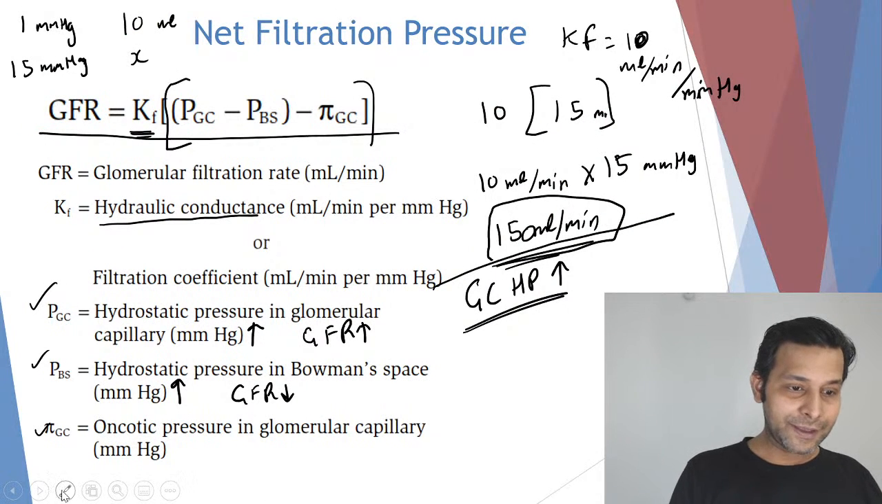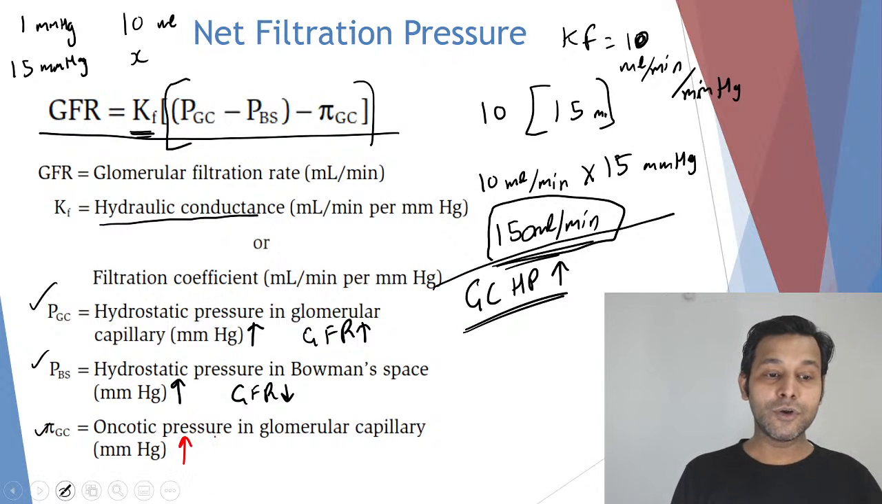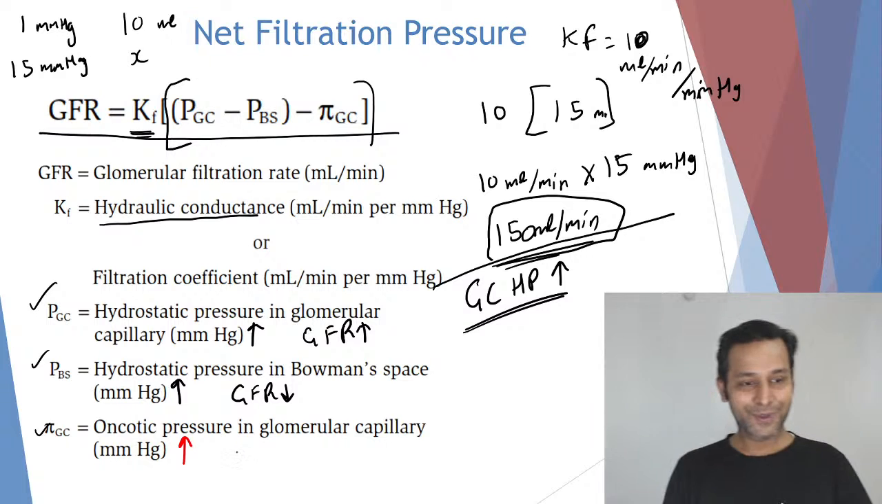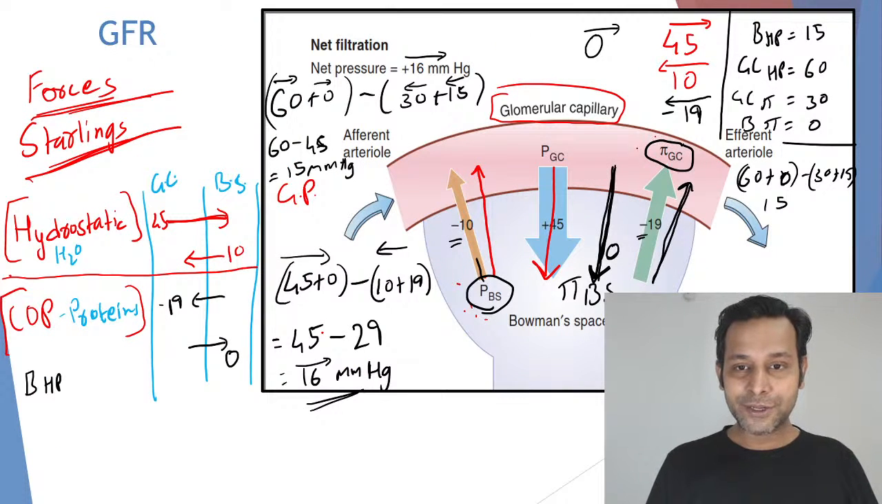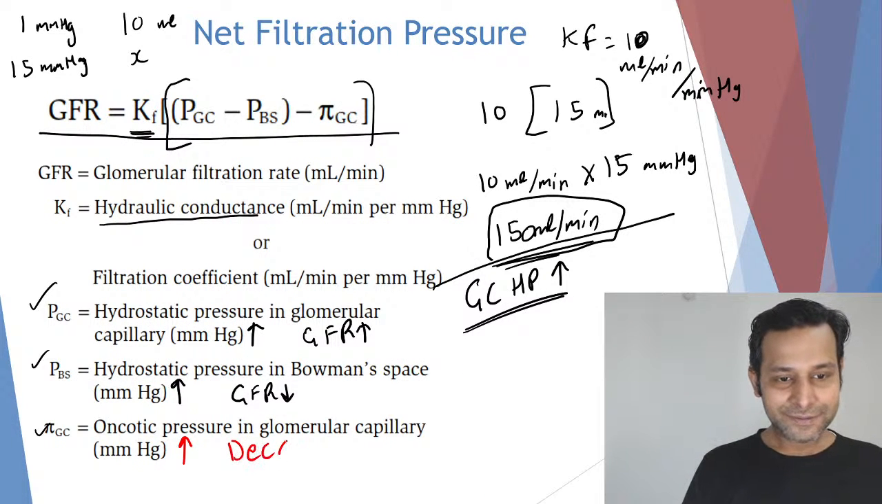Now suppose I say that oncotic pressure of the glomerular capillary increases. The GFR will increase or decrease? This oncotic pressure, if it increases, the GFR will increase or decrease? Yes, again it decreases.